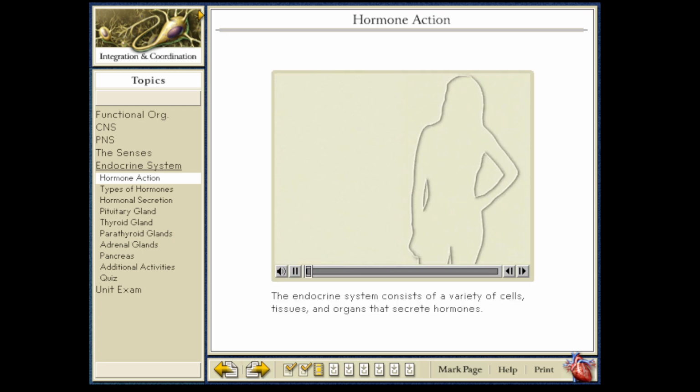The endocrine system consists of a variety of cells, tissues, and organs that secrete hormones. A hormone is a chemical signal that is carried in the bloodstream from its site of release to a target organ. Hormones exert their effects by altering various metabolic processes within target organs, thereby altering a person's entire metabolism.